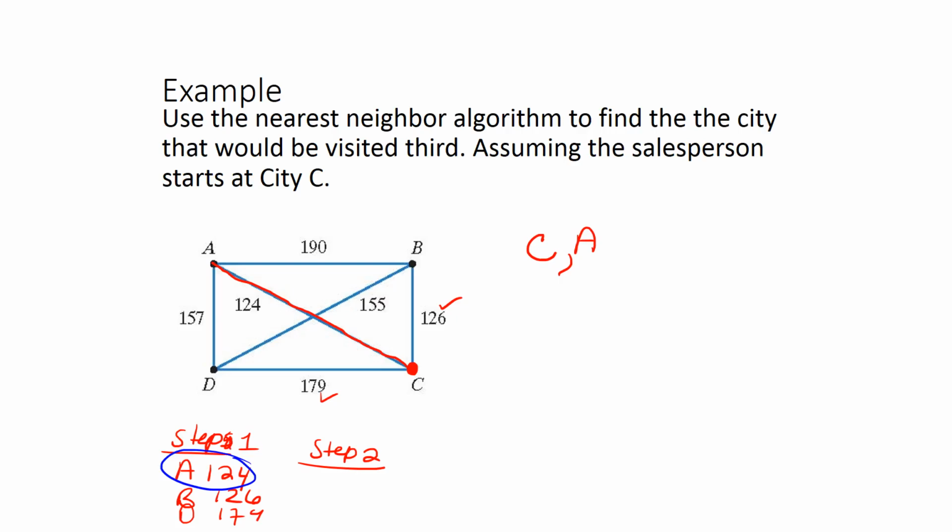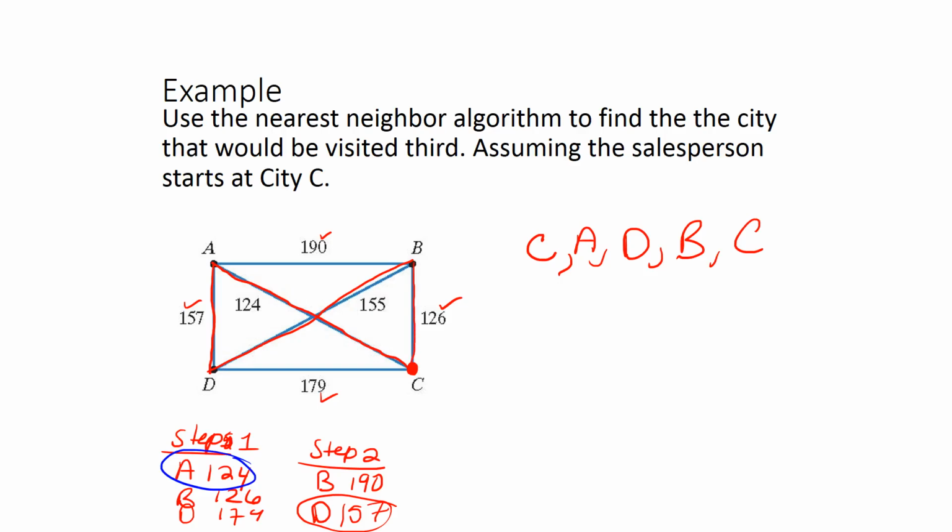So then with step 2, we visited A, so now we can either go to B or D. From A to B is 190. From A to D is 157. So we're heading to D next. And then you have to visit B. All right, and then you would go back to C.